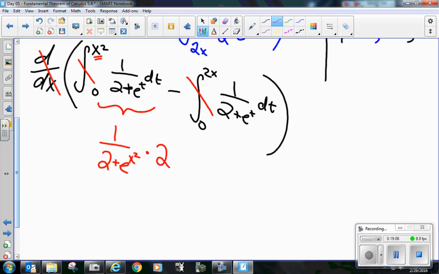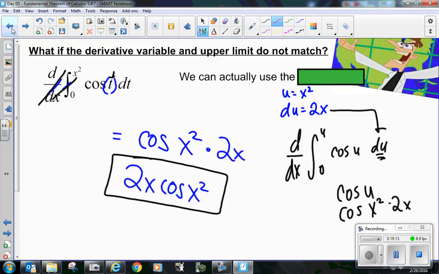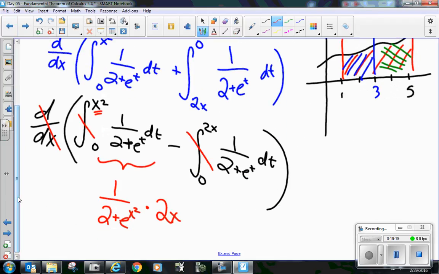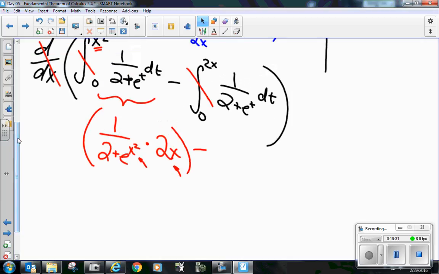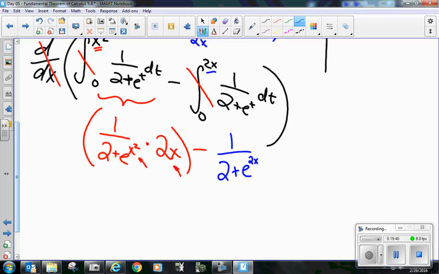2x. Remember, if it's not x, a chain rule. Plug it in and take the derivative of it. Just like here. Wasn't this x squared? We put an x squared times the derivative of x squared. Here, we had to put an x squared times the derivative of x squared. All this minus. What do we got in the second one? 1 over 2 plus e to the what? 2x times 2.